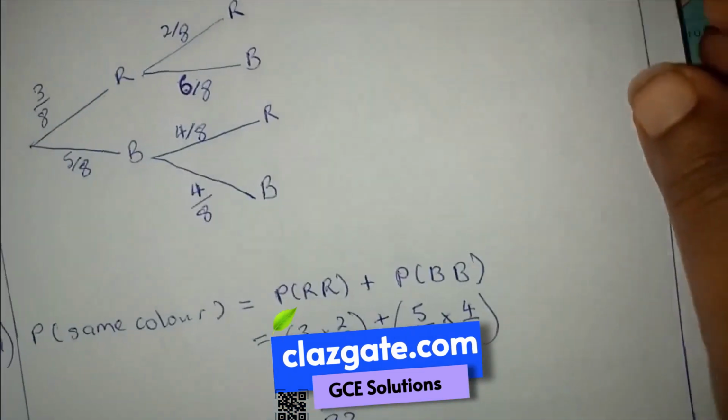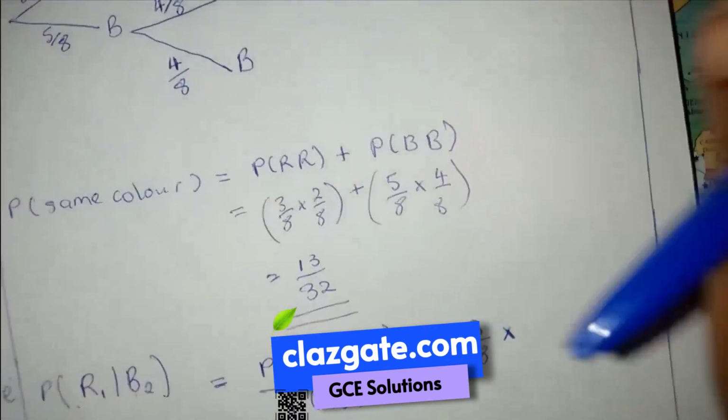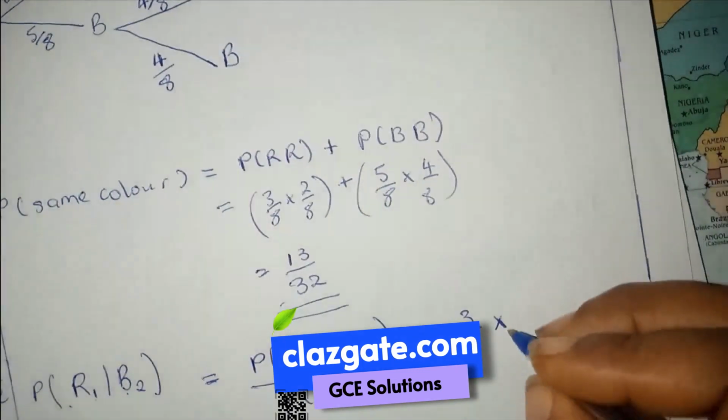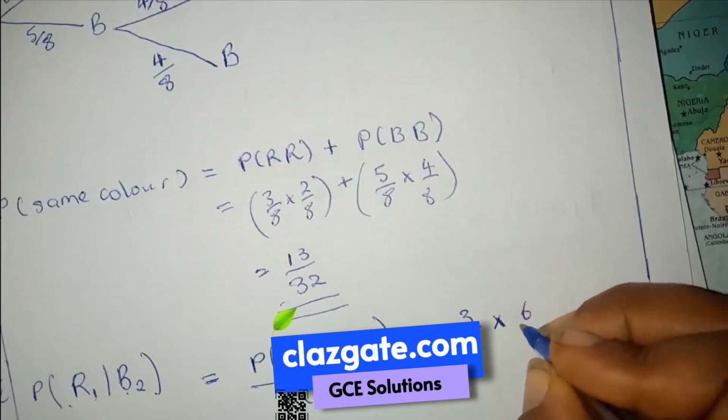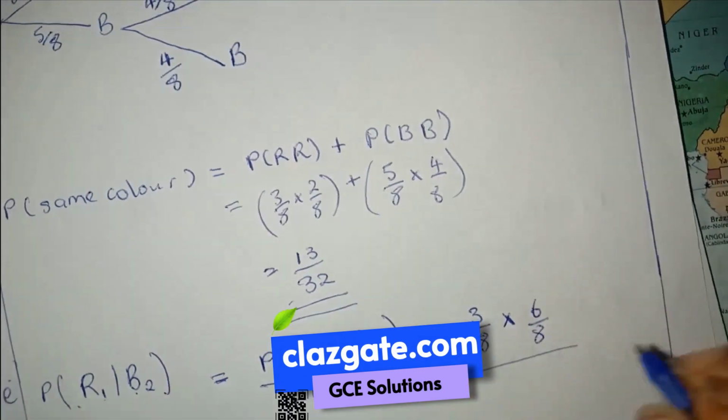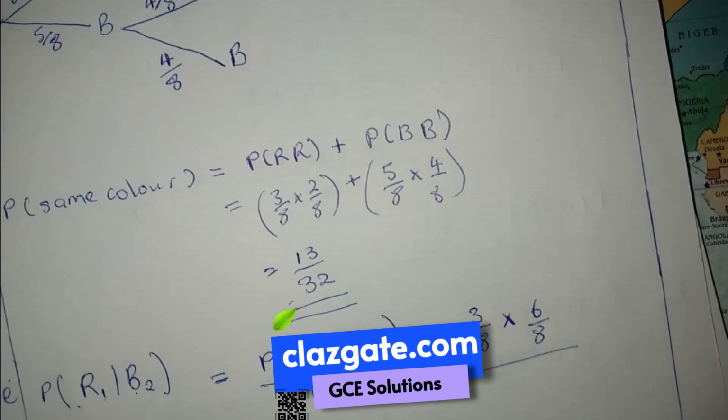Good. So 3 on 8 multiplied by 6 on 8, all of this divided by the probability of blue.